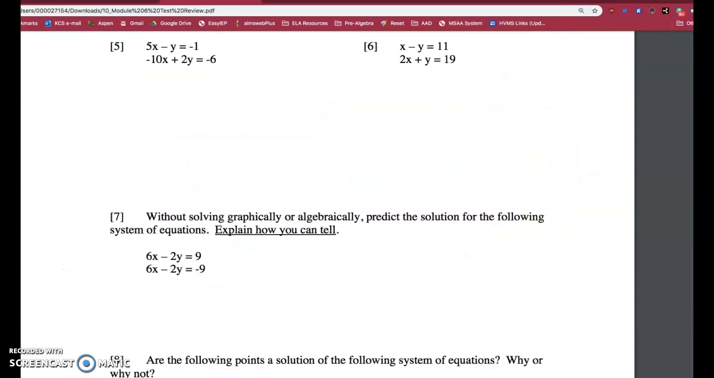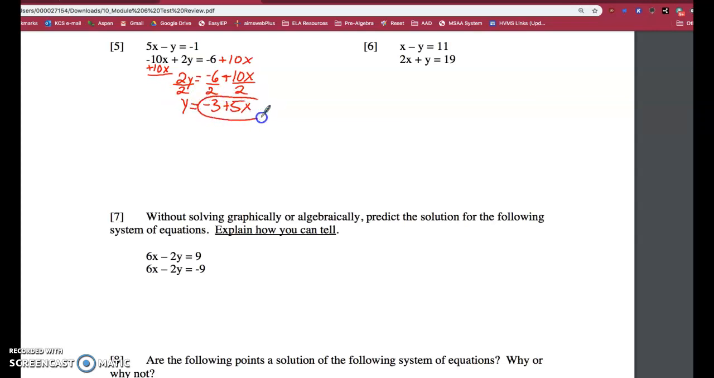Okay, looking at number 5, still solving systems with substitution. I'm going to look at this second one. This is going to be the one that I choose to reorganize to be able to work with. So I'm going to go plus 10x, plus 10x. That's going to leave me 2y equals negative 6 plus 10x. Divide by 2. Leaving me with y equals negative 3 plus 5x.